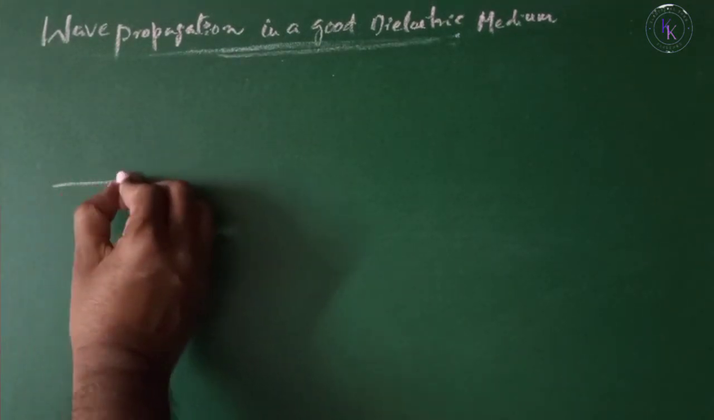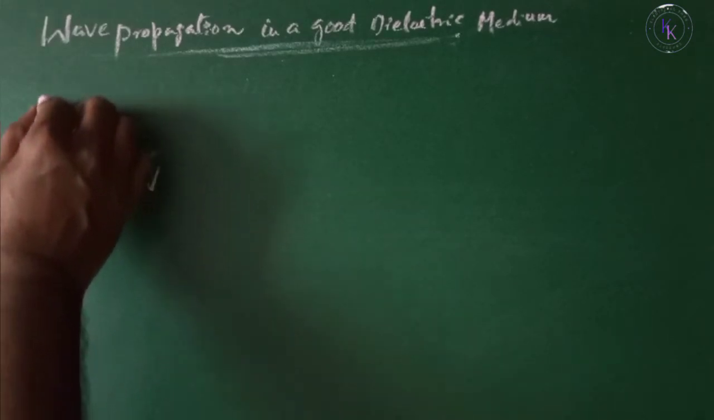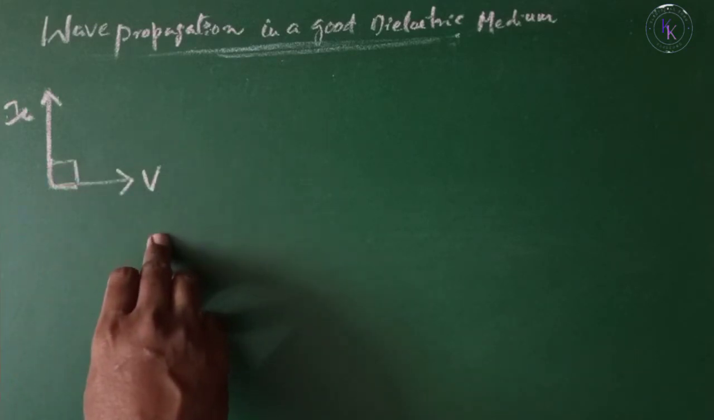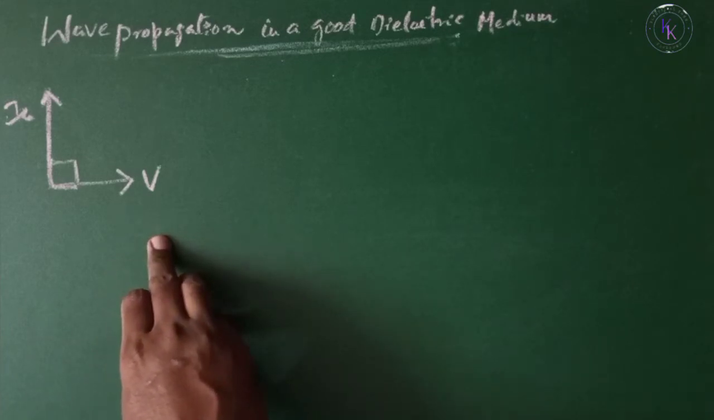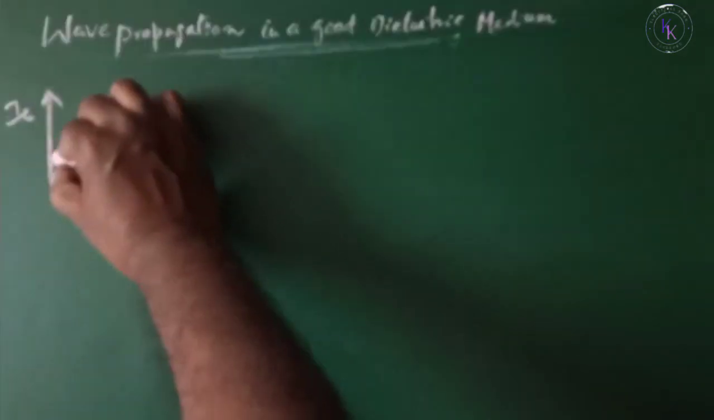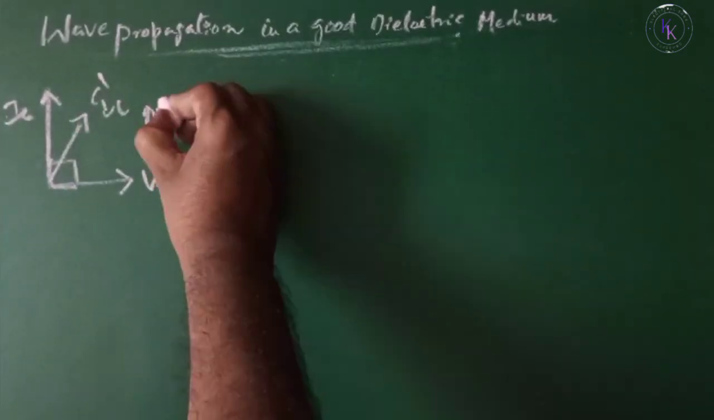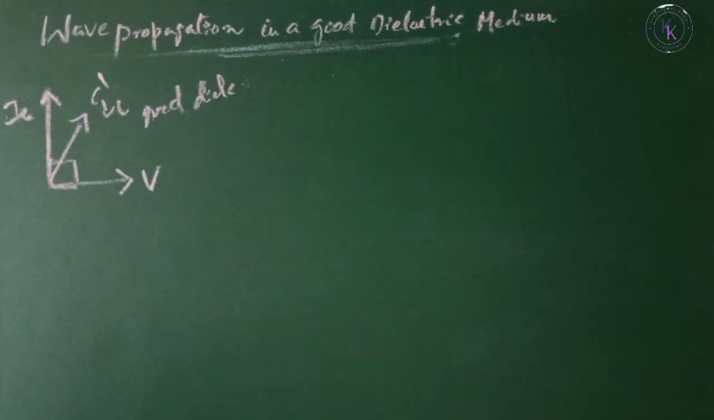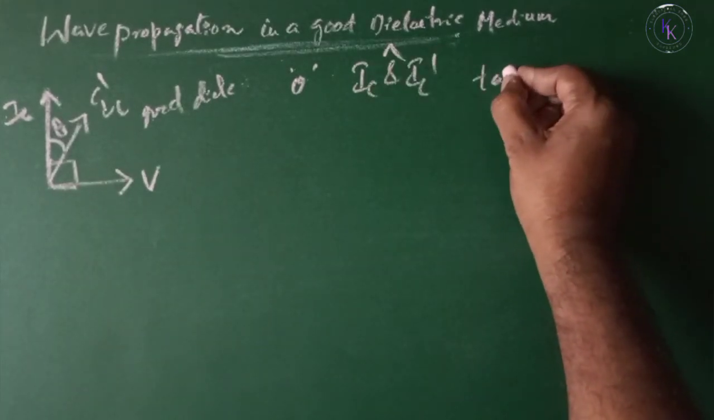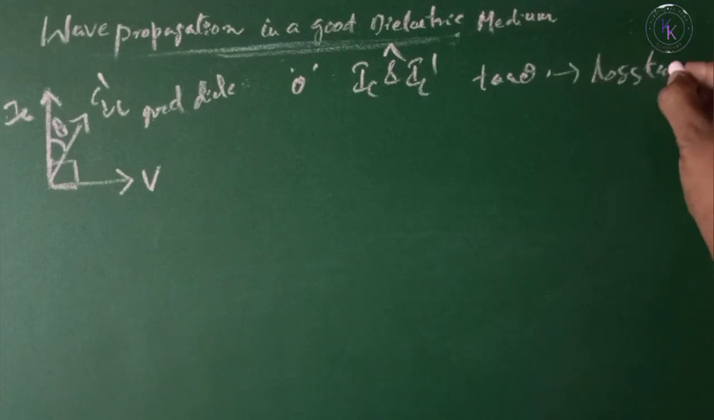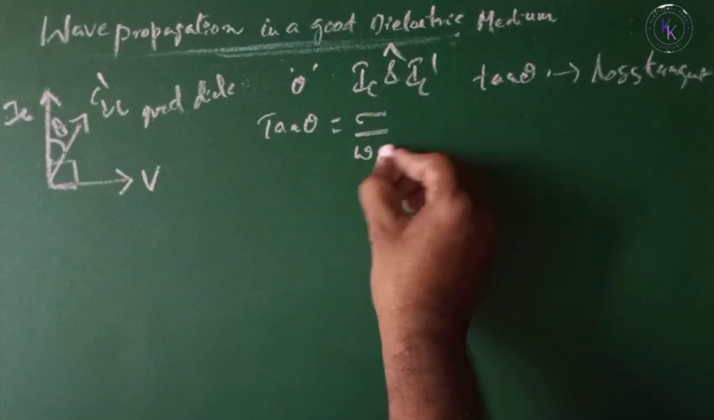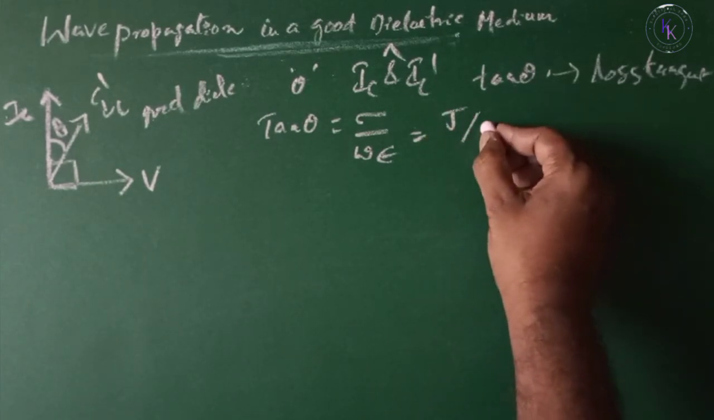When a pure capacitor is there, the current IC in the capacitor leads the voltage V by exactly 90 degrees and there is no loss of power. But in a dielectric, in which there is a power loss, the current IC leads the voltage by an angle less than 90 degrees. This is our IC dash for a good dielectric. Let theta be the angle between IC and IC dash. Now tan theta is termed the loss tangent, and it can be shown that tan theta equals sigma by omega epsilon, which is the conduction current density divided by the displacement current density JD.